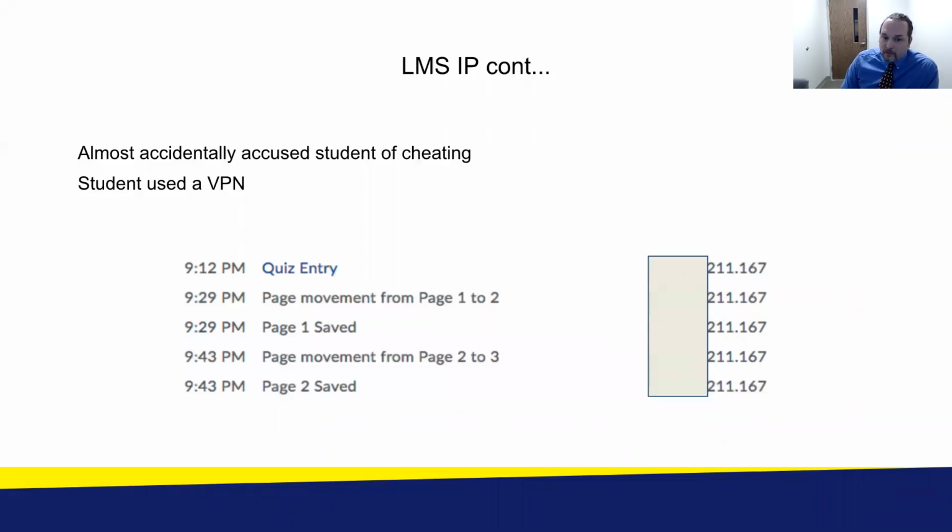The reason this student almost got accused of cheating is they were using a virtual private network, a VPN. The student was in the military, had been stationed in Eastern Europe, and had found a show that was only available on Eastern European Netflix. And so he was using that VPN in order to access the European version of Netflix, so that he could watch this show. And he had forgot to get out of his VPN before he logged into the LMS to take his quiz.